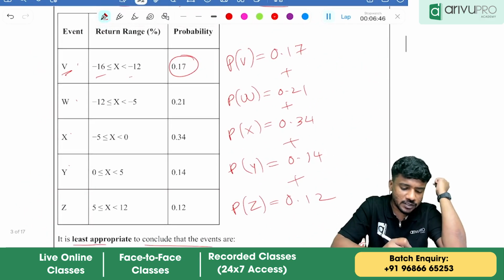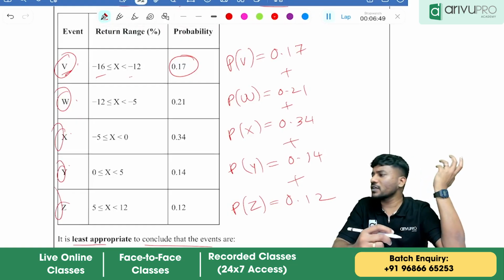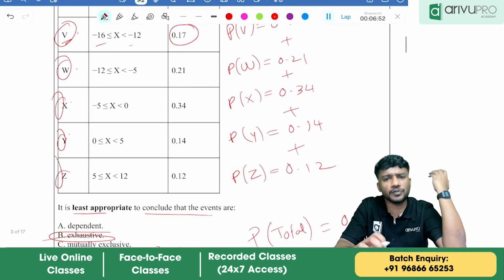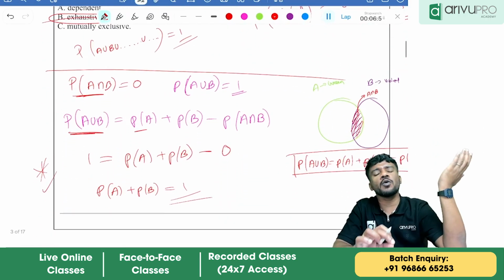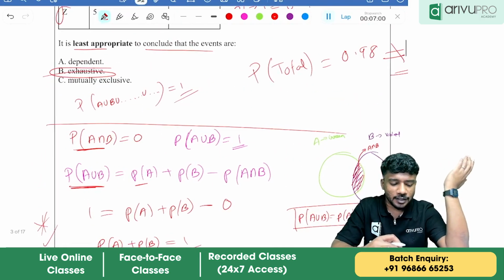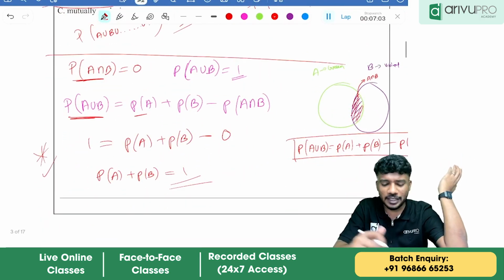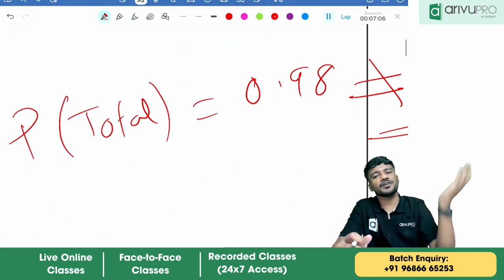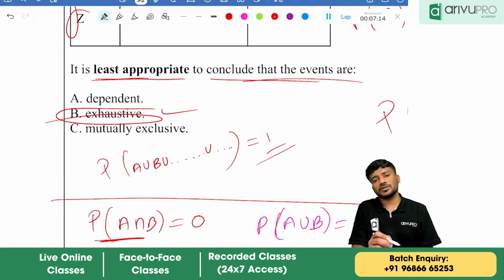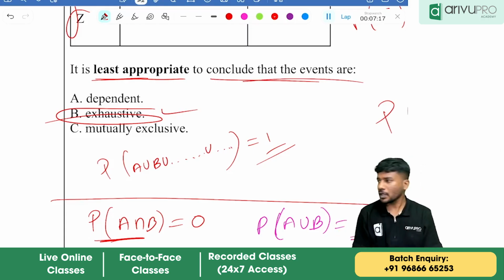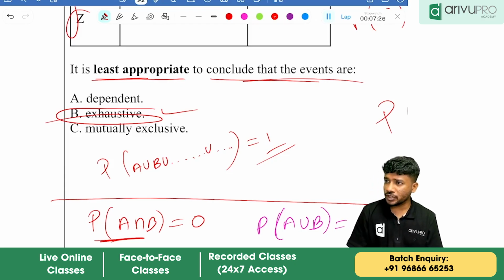Here instead of 2 events, 1, 2, 3, 4, 5 events are there. Okay, 5 events are there. So we added all the probabilities together and we checked whether it is equal to 1. If it was equal to 1, it would have been exhaustive itself. Here it is not equal to 1. It is 0.98, which is not equal to 1. So we will say that we can't conclude, or it is least appropriate to conclude, that the events are exhaustive. Okay, yes. I hope everyone understood this. If that is the case, I can go further ahead. Yes, Sheikh, can I go further ahead?